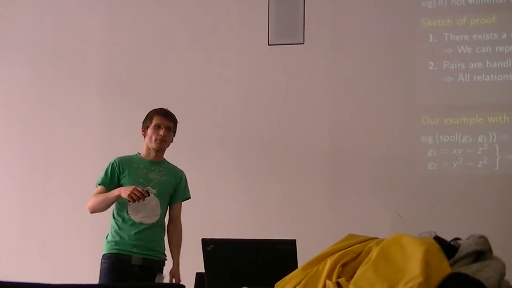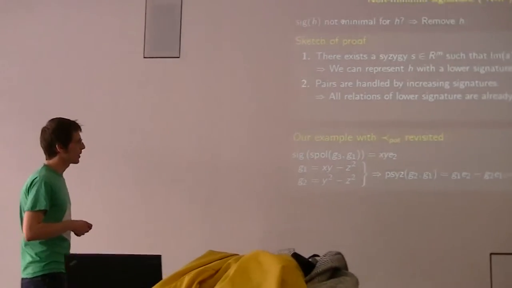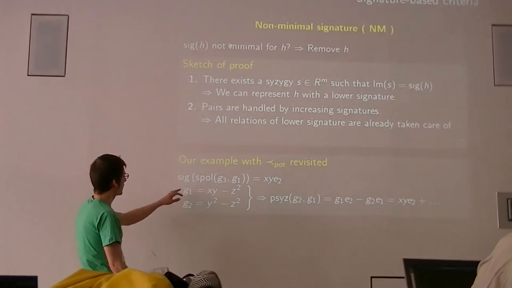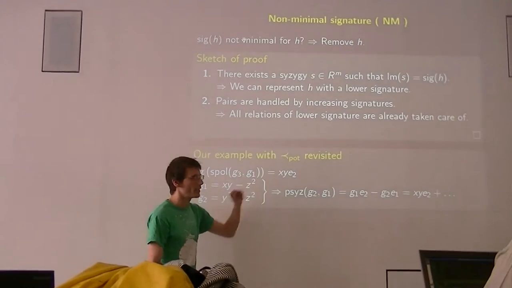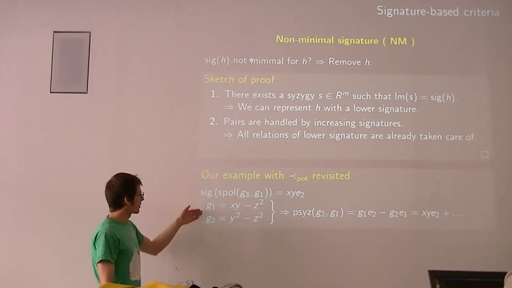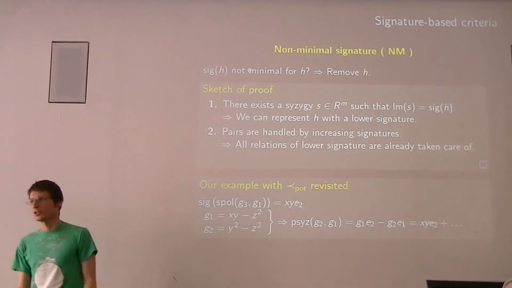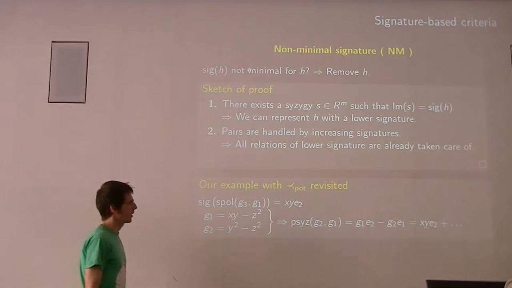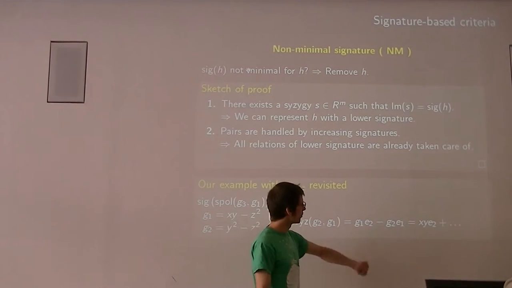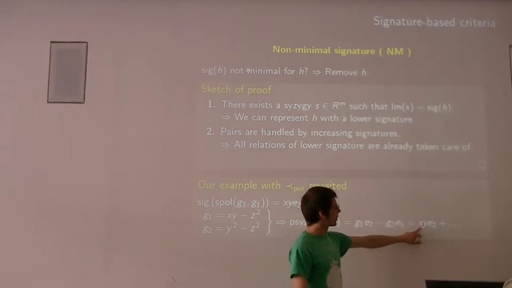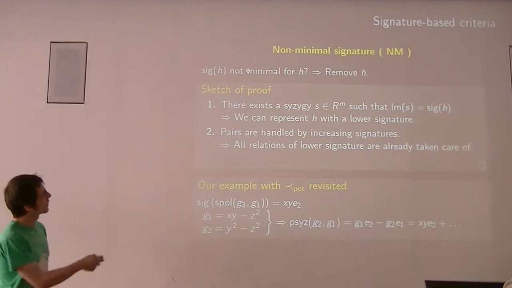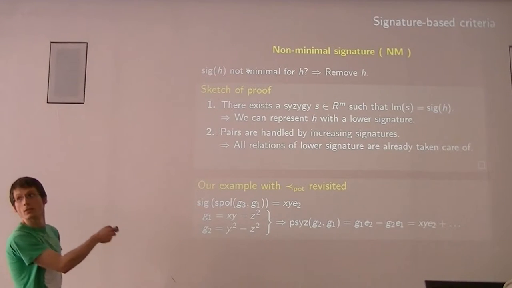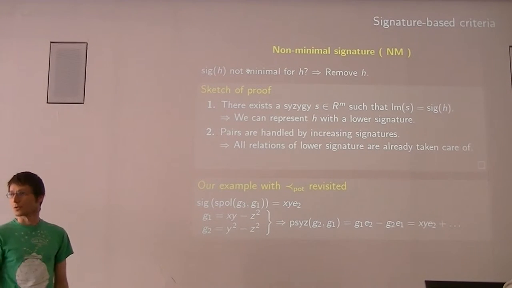Back to our example. We have position over term. We had seen that the signature of our S polynomial of G3 and G1 is xy E2. Now, let's look at the principal syzygy of G1 and G2. If you build this, we get G1 E2 minus G2 E1, which has a leading monomial XY E2. So we have exactly this syzygy, which tells us that we don't need to.